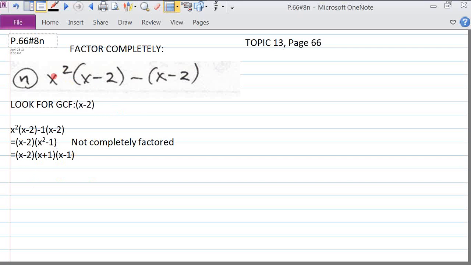So let's go over this again. We're going to put a 1 here to start with. Makes it a little easier. Factor out the x minus 2 because it's common to both terms. We're left with x squared right here, the minus 1 right here. Now we factor this as x plus 1, x minus 1. Of course, this stays the same down here. So this completes page 66.